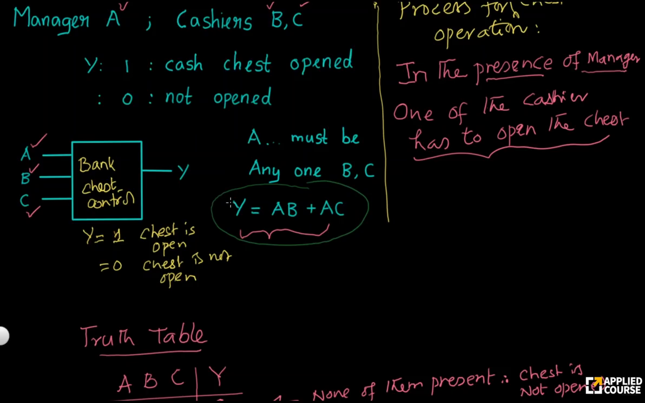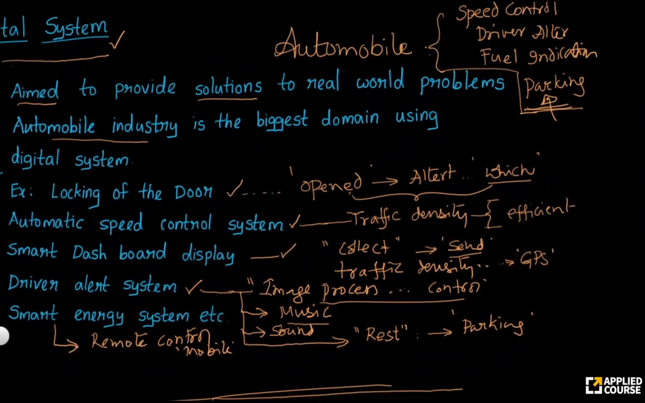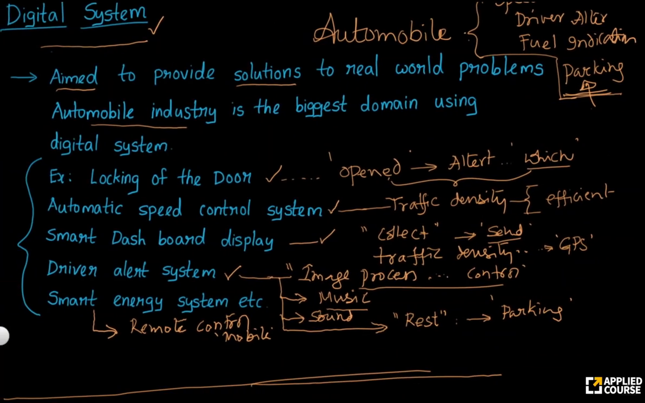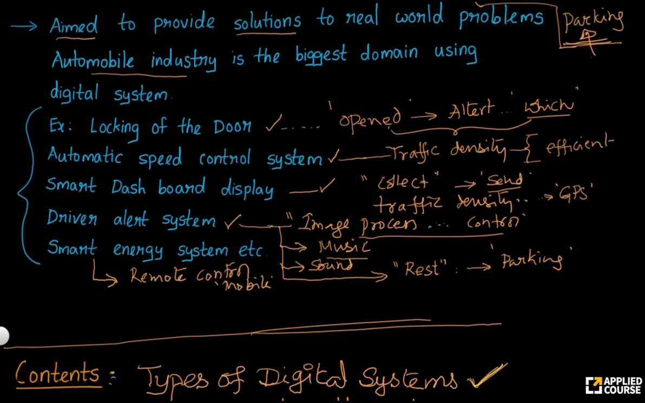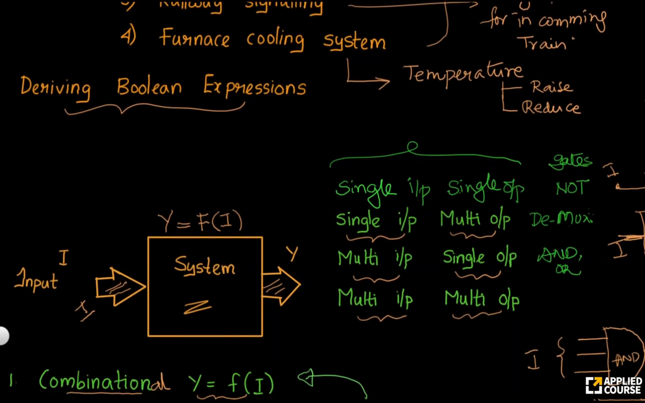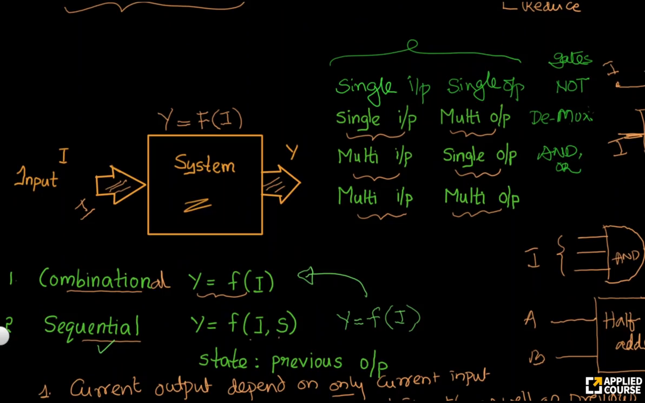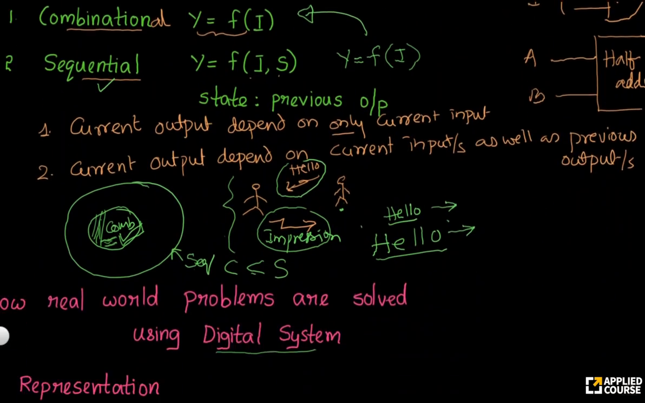Thank you. This has given the basic introduction of the digital system, what its applications are, what a digital system can do, and what the types of digital system are. I have mentioned some applications which we will see in the next session: headlight warning system, door locking alert system, railway signaling system, and furnace cooling system, etc. Next, we saw the various types of systems: single input single output, single input multi output, multi input multi output, and combinational as well as sequential.